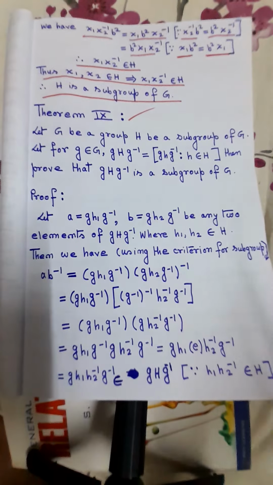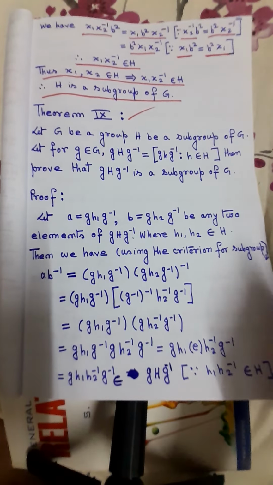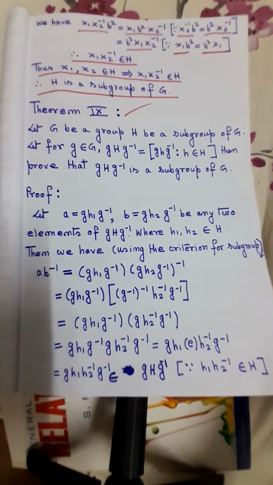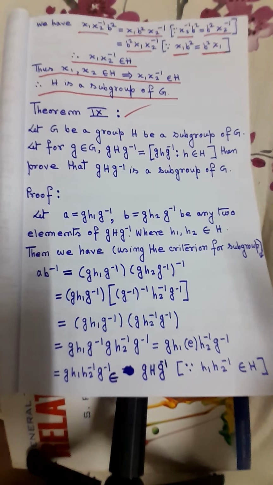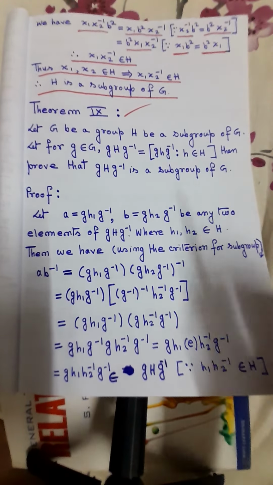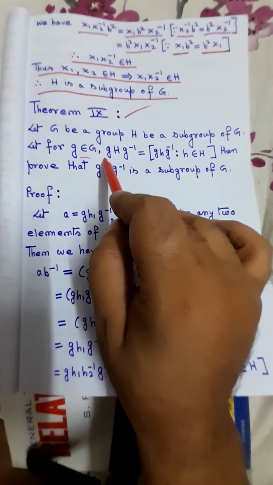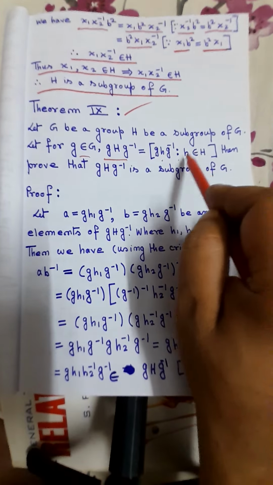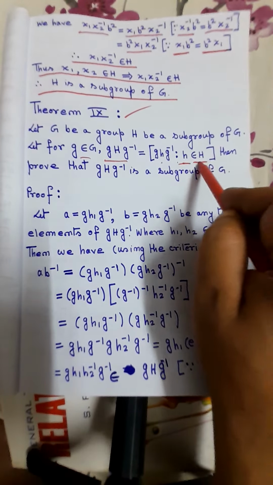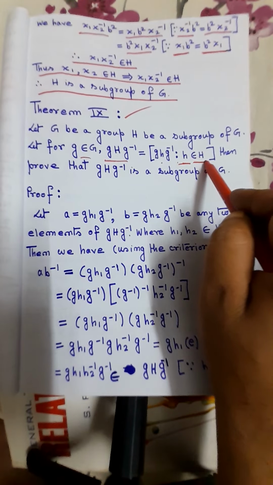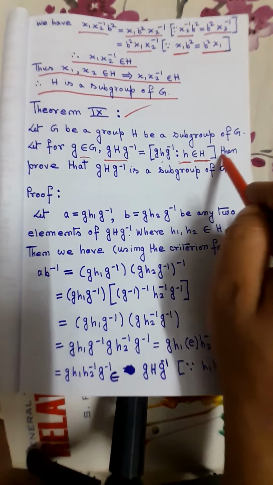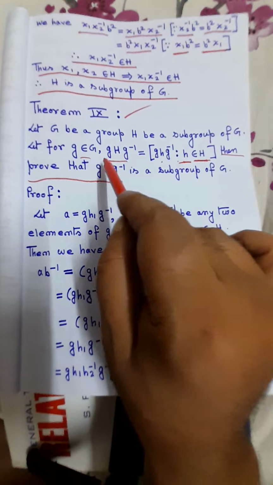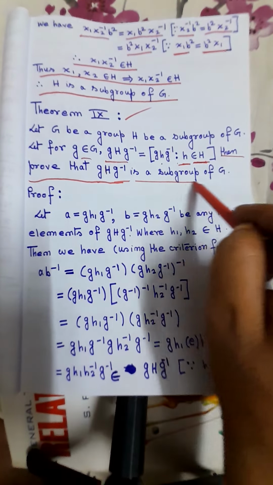Now theorem 9. Let G be a group, H be a subgroup of G, and let small g belong to G. Small g H g inverse equal to gH g inverse for all small h belongs to capital H. It's a very important theorem as far as subgroup is concerned. Then prove that g H g inverse, small g capital H small g inverse, is a subgroup of G.